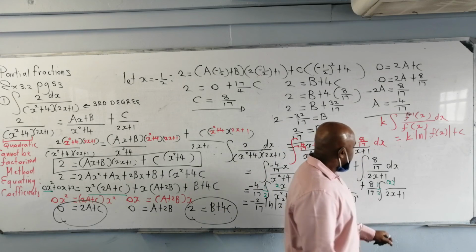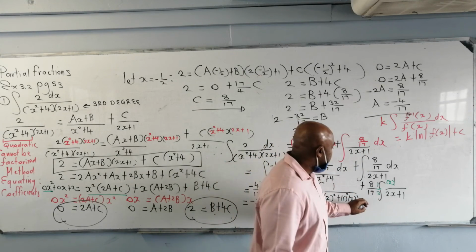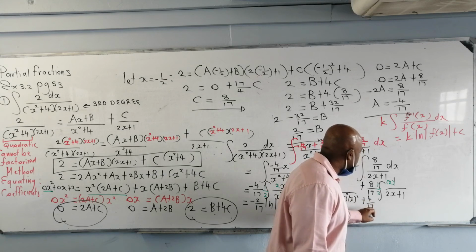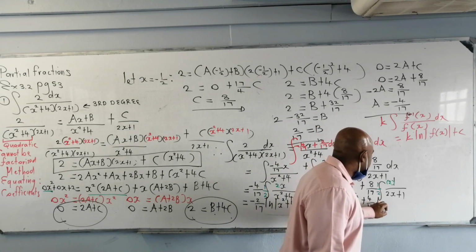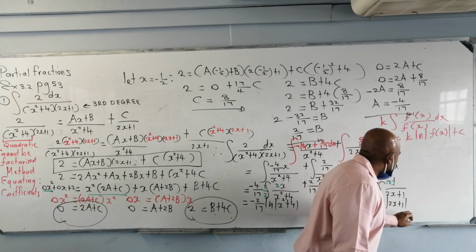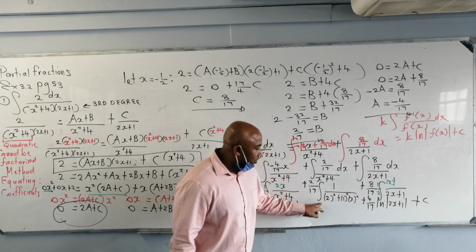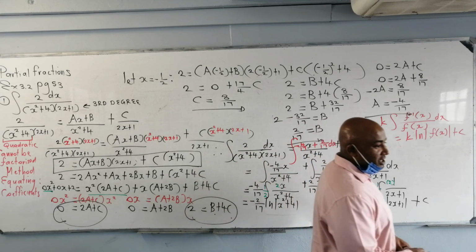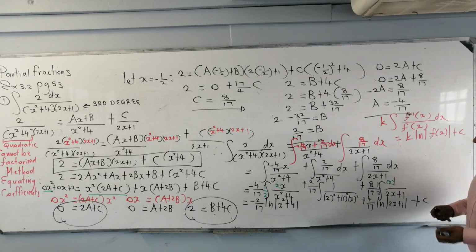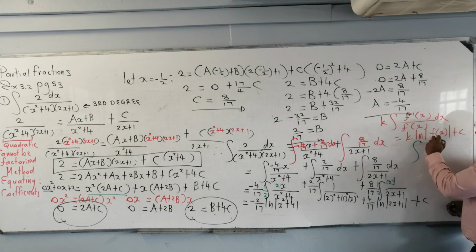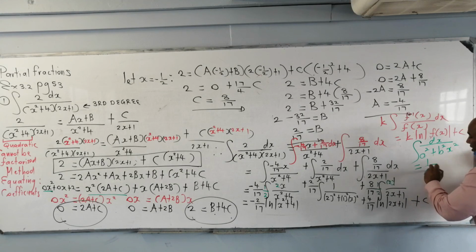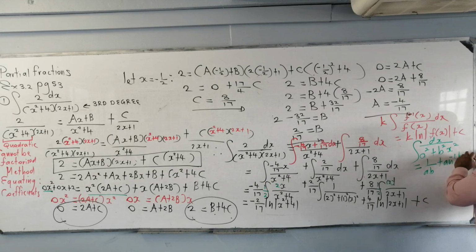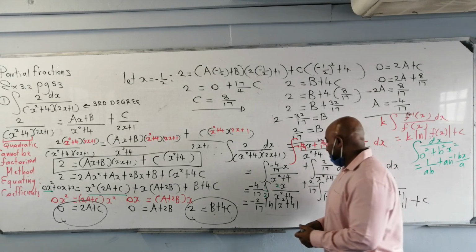Let's do this one here. This 8 over 17 times 1 over 2 is the same as 4 over 17. The numerator is an exact derivative of the denominator, so we take ln absolute value of 2x plus 1 plus c. Now let's look at the middle one. You go to your formula sheets and you need to choose the correct formula. That's integration by completing the square. You are looking for this one here: a squared plus b squared x squared, which is equal to 1 over ab inverse tan bx over a plus c.